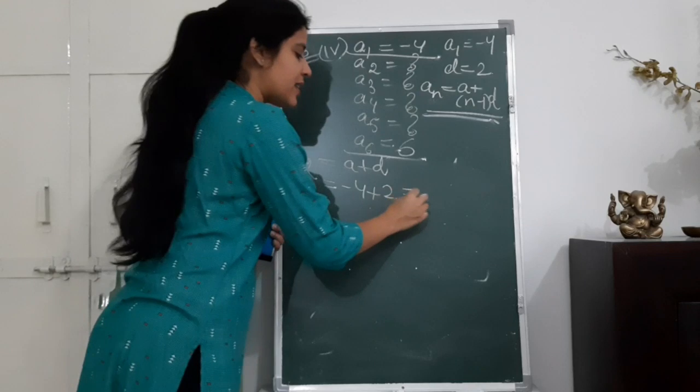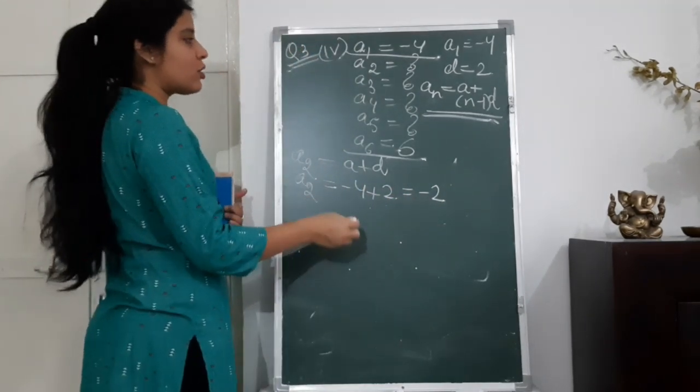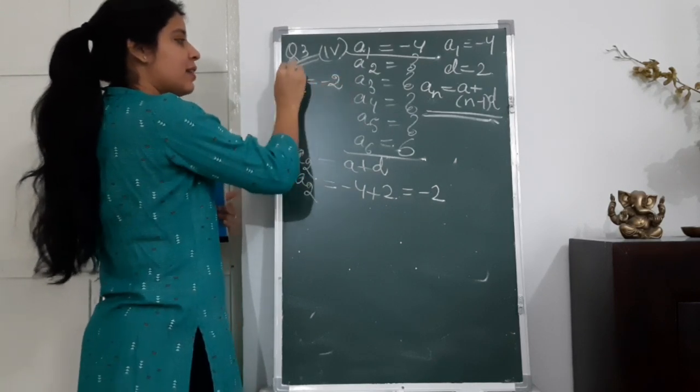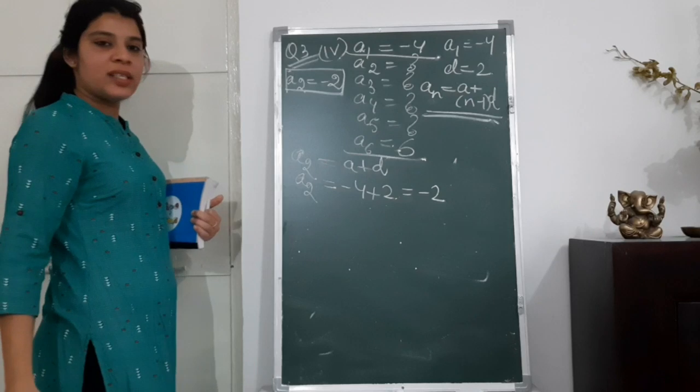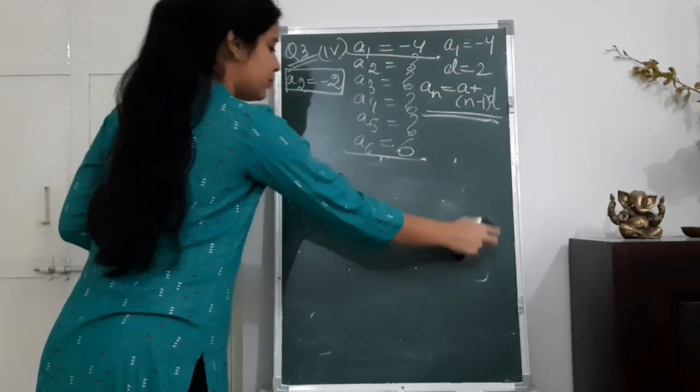Minus 4 plus 2 is minus 2. So A2 is equal to what? A2 is equal to minus 2. Now let's see what A3 will be equal to.